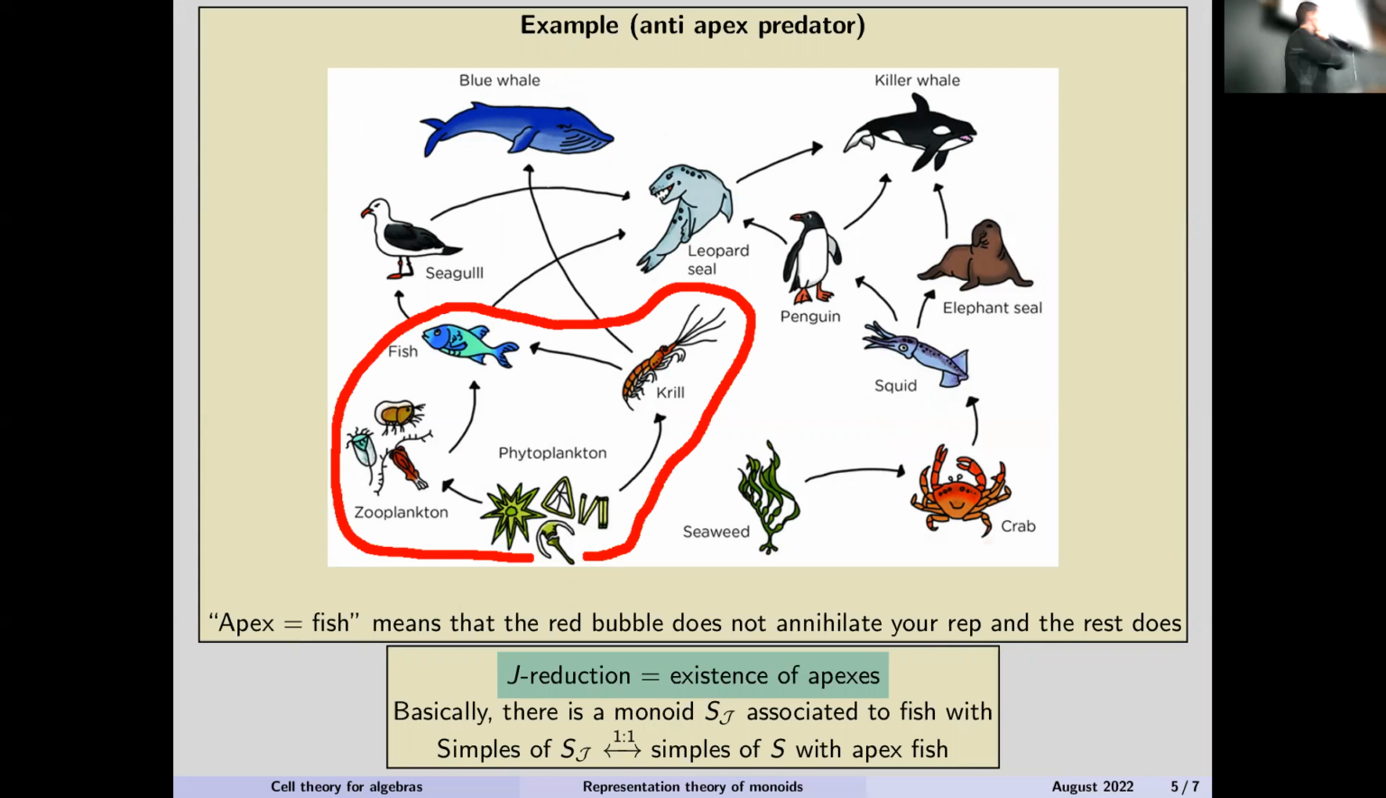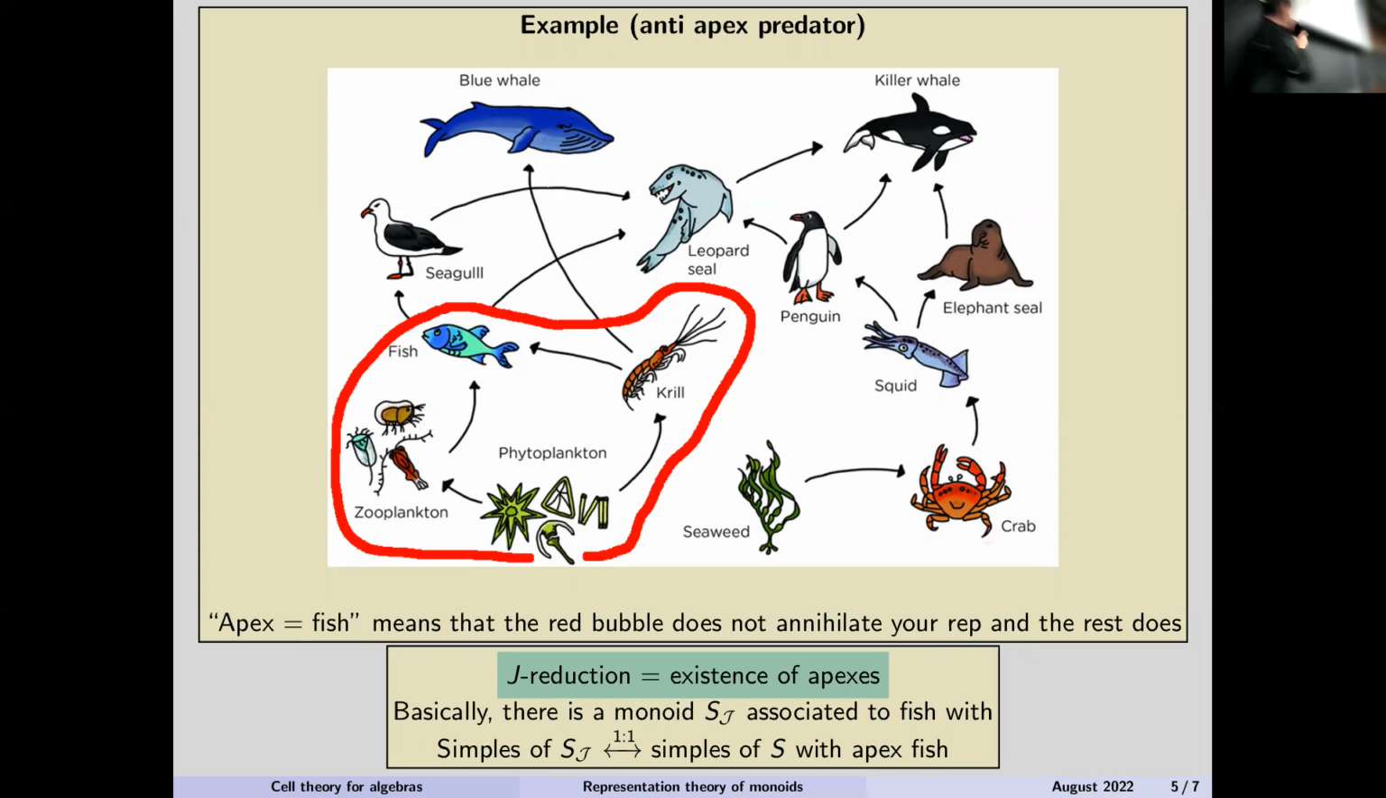It's like an apex predator, if you want. So here's my picture. This is, by the way, a semigroup because I have multiple bottom cells, seaweed and whatever the other one is. But it's kind of the anti-apex predator. So in my little box here, if your apex is fish, then everything below fish doesn't act as 0, and everything outside acts as 0. Everything outside kills it, like the anti-apex predator. You won't find this picture in the paper of Mon.